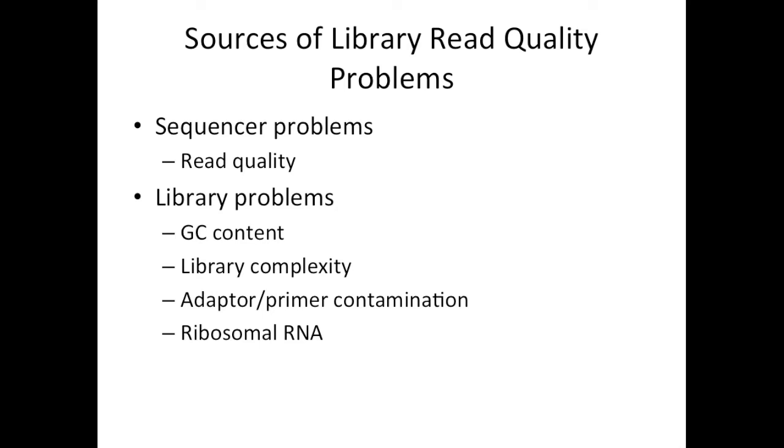This program we're going to use can identify several sources of library read quality problems, and I've broken them into 2 different sections, the sequencer problems and then library problems it can identify. So first, sequencer problems is just read quality, which aggregates the information from the quality scores into some helpful reports. The next is to look at library problems, and you can see problems in your libraries through %GC content. You can also somewhat determine the complexity of your library, as well as any adapter or primer contamination, and then also biological contamination, such as ribosomal RNA or overrepresented genes.